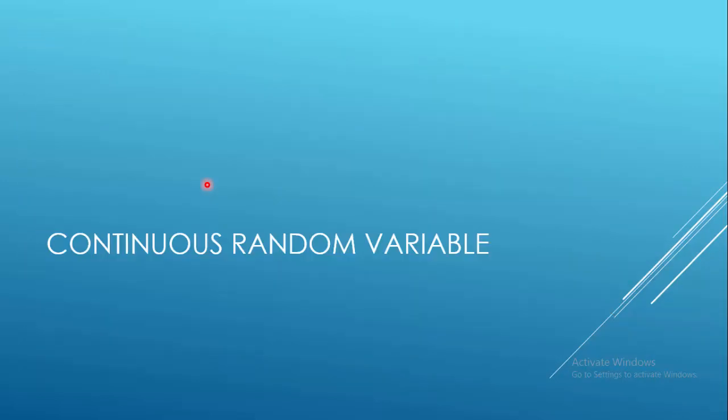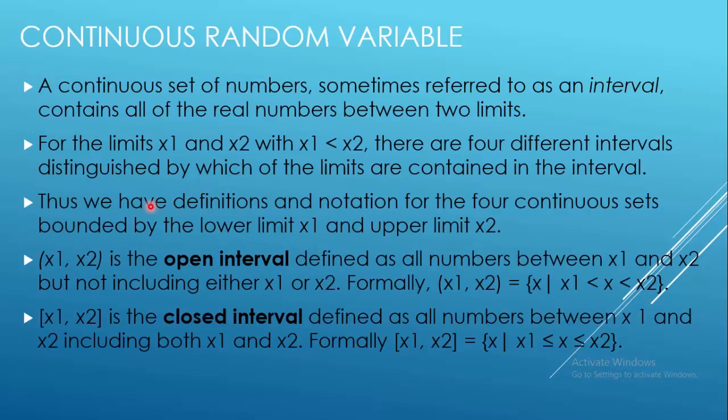So thus we have definitions and notations for the four continuous sets bounded by the lower limit x1 and upper limit x2. So we have got two limits, x1 is for lower limit and x2 is for upper limit. If the limits are written like this, parenthesis x1 comma x2 parenthesis, it is the open interval defined as all numbers between x1 and x2 but not including either x1 or x2. So all the real values between x1 and x2 are included, but excluding x1 and x2.